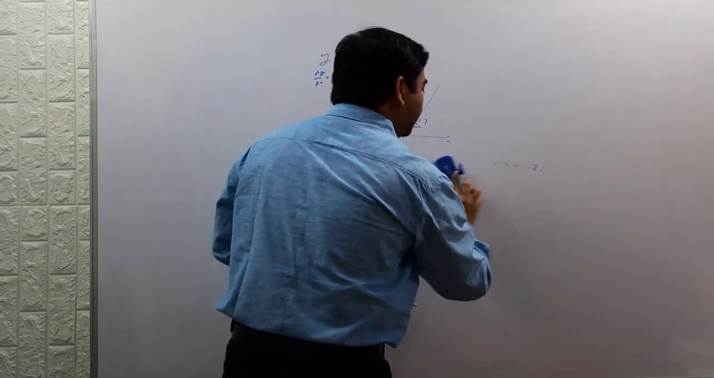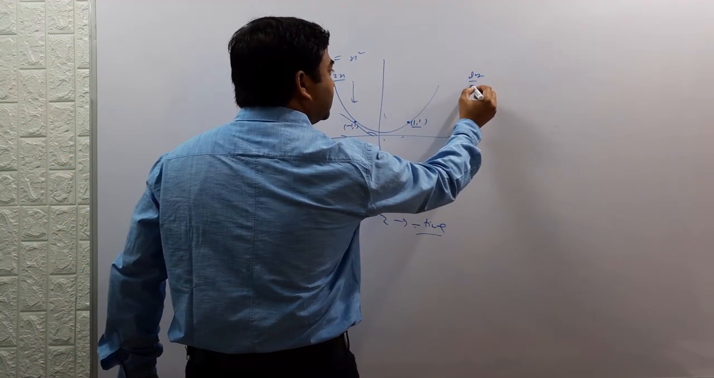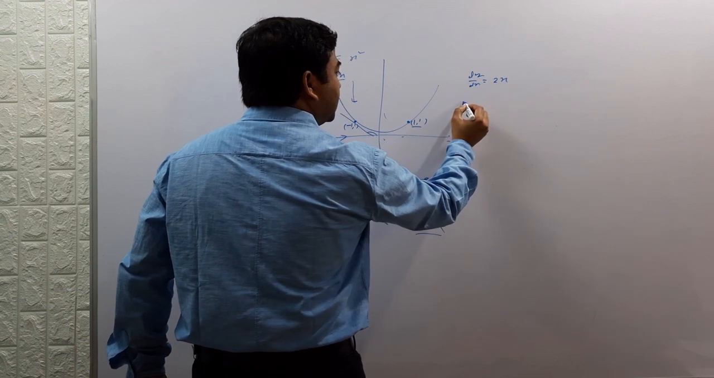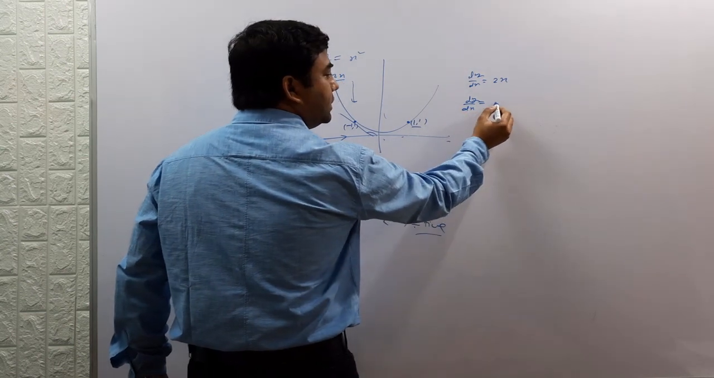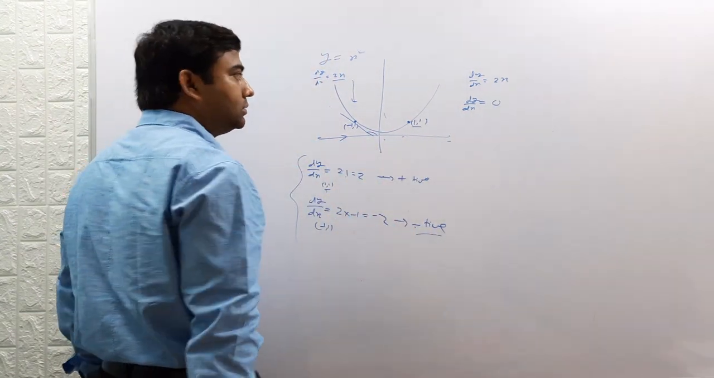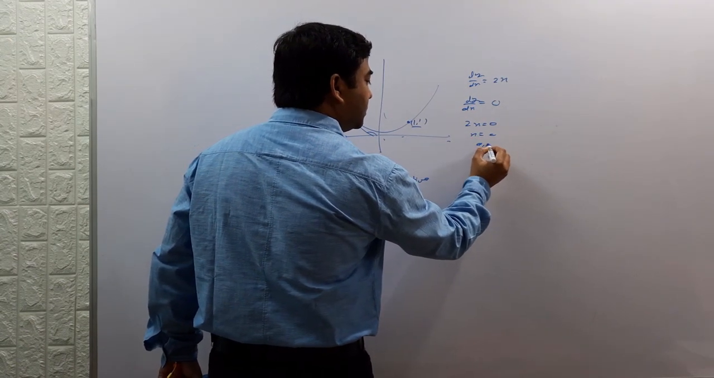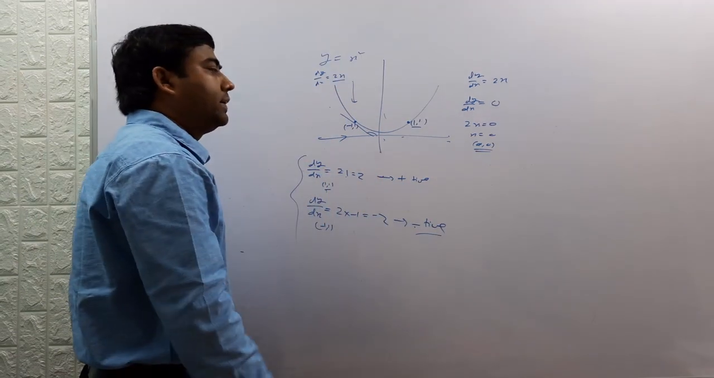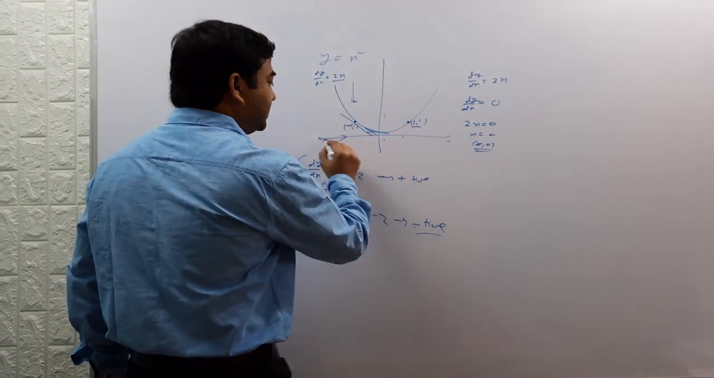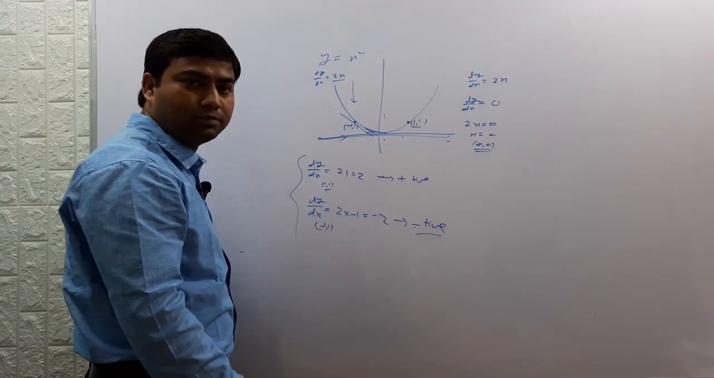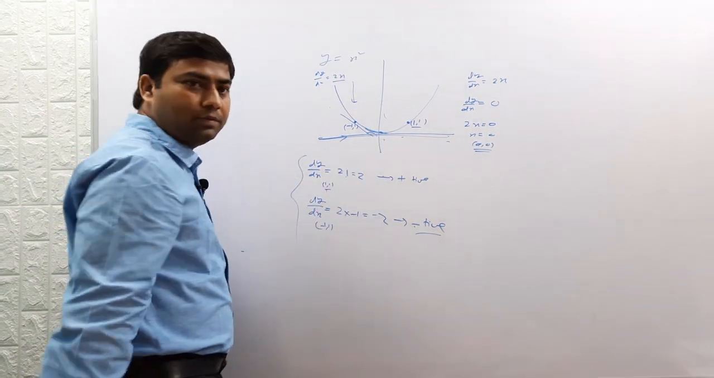Now second is maxima and minima for this function. For this function, dy over dx is equal to 2x. For turning points, we find them by equating dy over dx equal to 0. 2x equal to 0, x equal to 0. So point (0, 0) is the turning point. At this point, it touches the x-axis, and the x-axis is the tangent at this point. Now we will find whether at this point the function is maxima or minima.